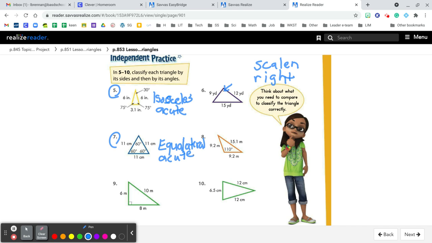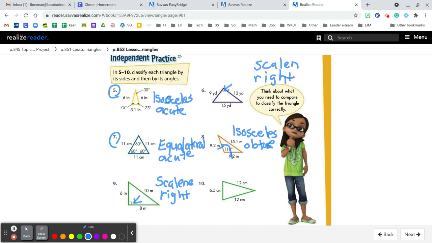Number 8, two sides are the same, so that's isosceles. And I have one angle greater than 90 degrees, so that's an isosceles obtuse. Number 9, all sides are different, so that's a scalene, different lengths. And there's a right angle right there, so that's a scalene right.